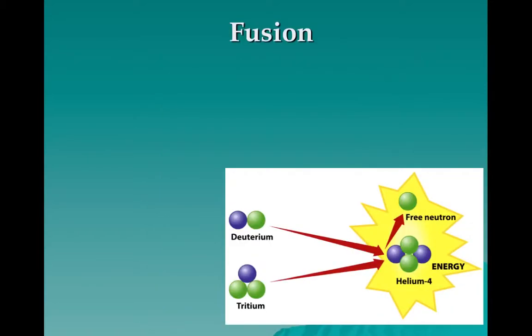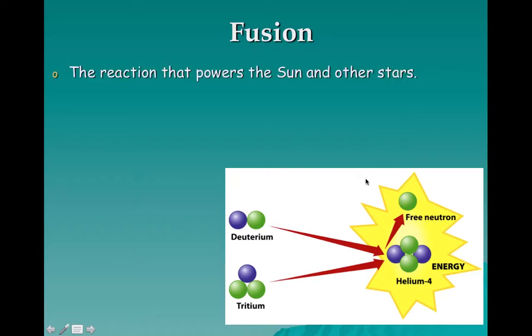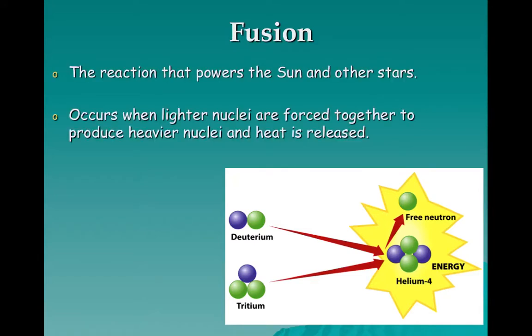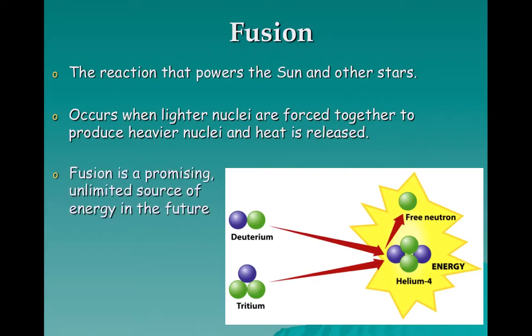And then there's also fusion, so kind of the opposite of fission. It's the reaction that powers the sun and other stars, and it's basically when nuclei are forced together to produce a heavier nucleus, and heat is released. So you can see here we have 2 atoms coming together and they fuse, so fusion, and that releases a lot of energy. So it's promising in that there is a lot of energy release when you have this.